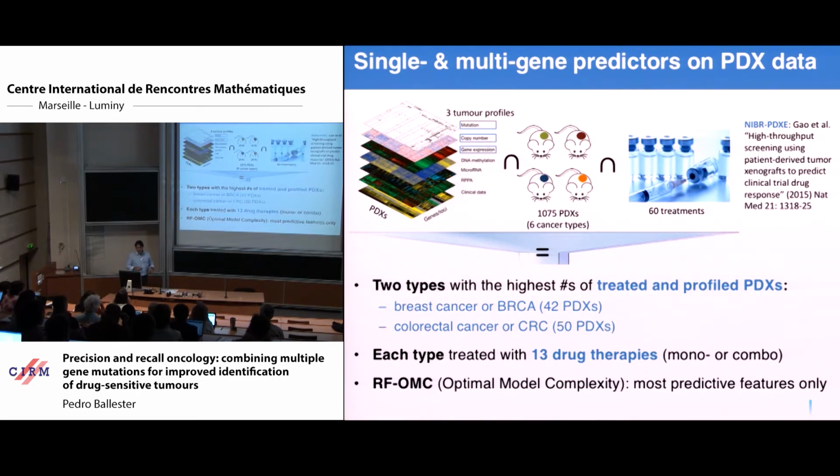The thing with large data sets is that when you look at which part of that is useful for the question that you want to answer, then you're looking at the intersection of the data, and then data sets are not as large as they seemed at the beginning. So we had around 40 to 50 PDXs for 2 cancer types in the data. That was breast cancer and colorectal cancer. For each type, it was treated with 13 drug therapies.